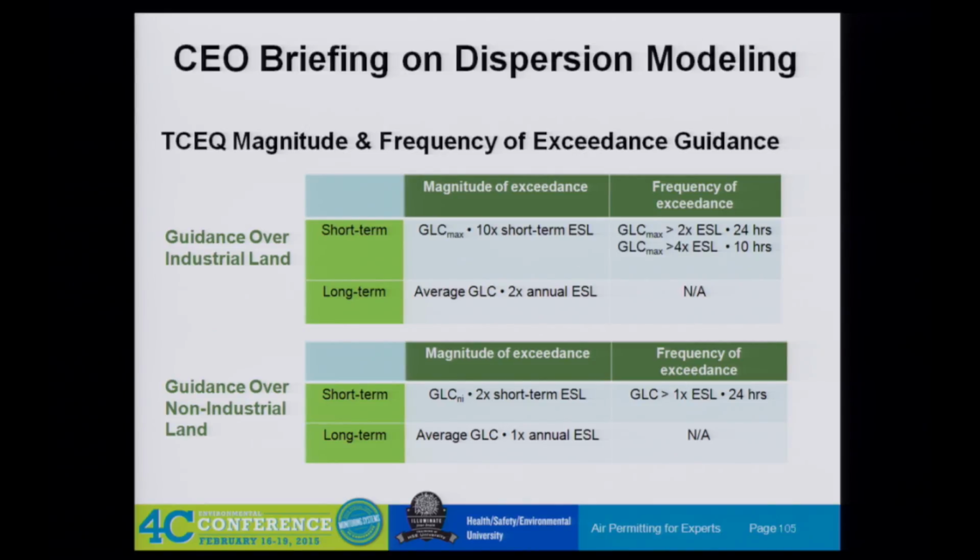So, and you can see the guidance drops down. It's more stringent over non-industrial. They would really like for you to have no more than 24 hours of going over the ESL. But all this is negotiable. If you don't hit these guidelines, it doesn't mean you're not going to get your permit. It just means it's going to go to toxicology, and there's going to be a toxicology review, and they're going to make a final determination and recommend one way or the other.